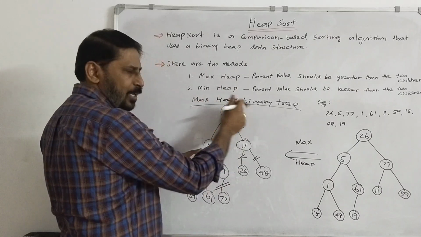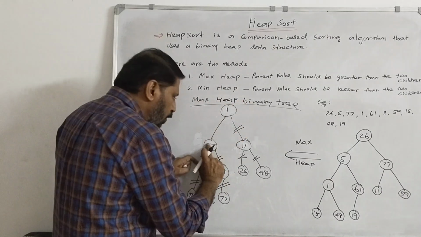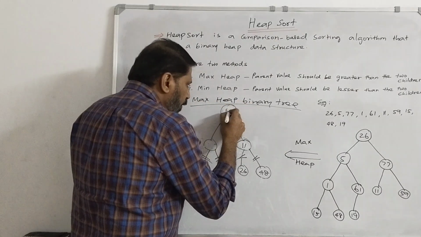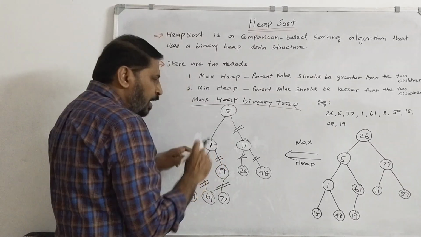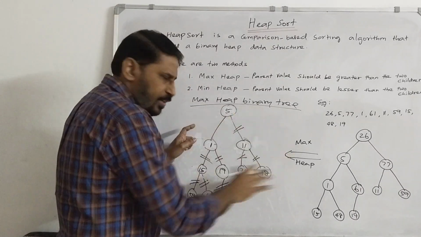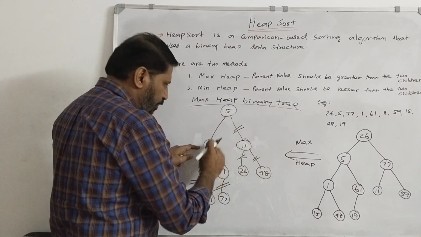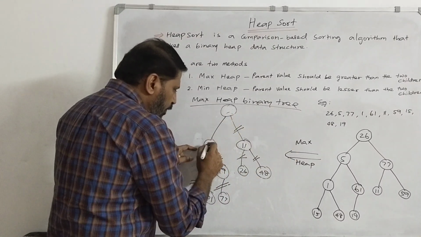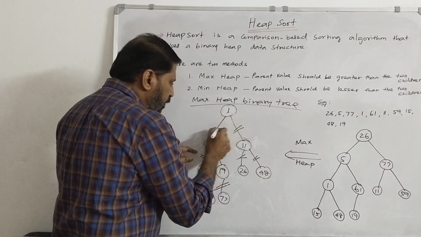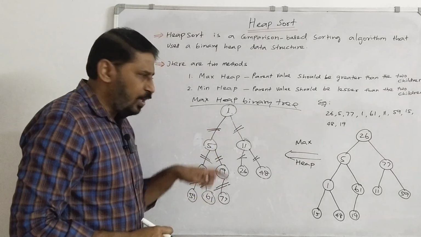As per the max-heap property, 5 is a greater value. So 5 comes here, 1 goes here. After this iteration is over, 5 should be interchanged with the last from the left. So 5 comes here, 1 goes here. This is also eliminated. Okay.